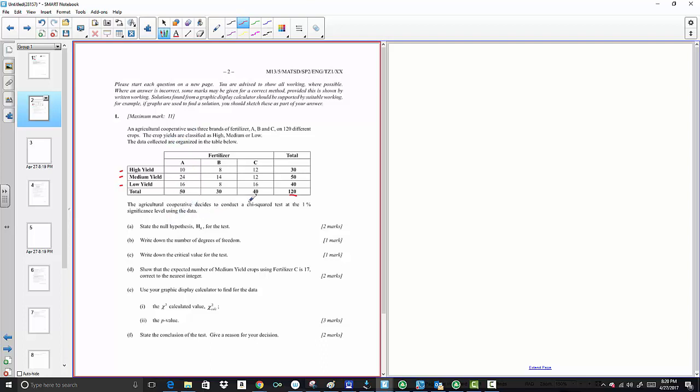The agricultural cooperative decides to conduct a chi-square test at a 1% significance level. That's really important that you understand. That's 1%. Typically it's 5%, but now they make it 1%. Not that we really care that much.